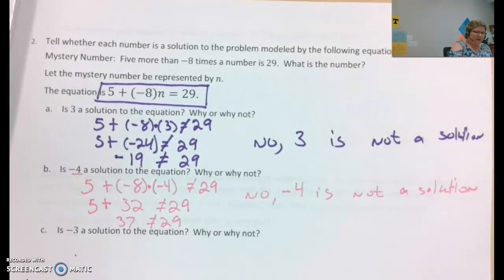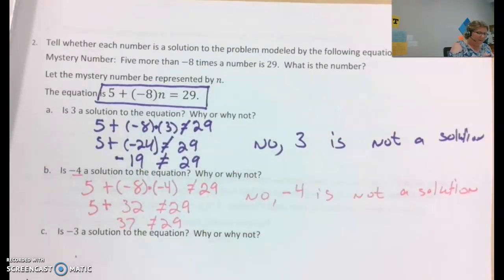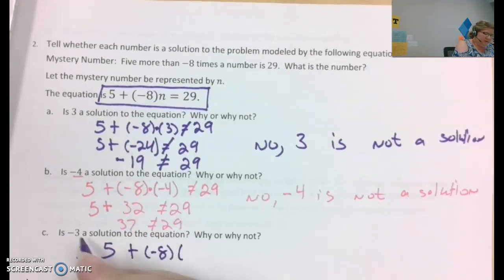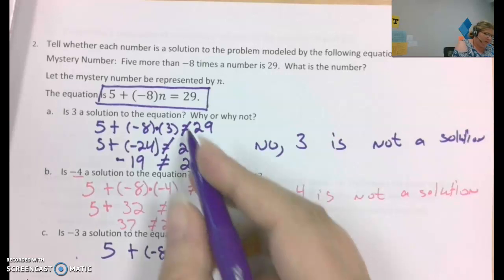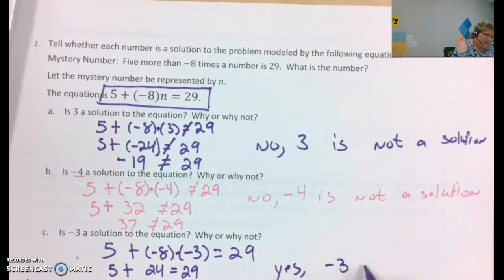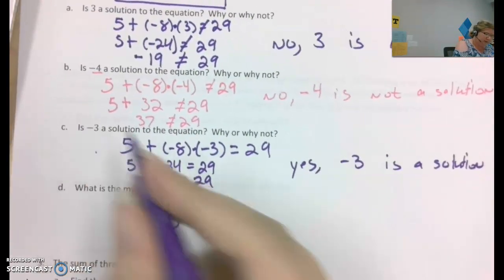So we're going to use this a lot as we're solving equations. We can go back and check our answers by substituting our answer in place of the original variable to see if we have a true statement. Again, we're starting with this equation. Substituting -3 in place of the value. And so now we've got 5 plus 24 equals 29. 29 equals 29. Yes, -3 is a solution. So what is the mystery number? -3.